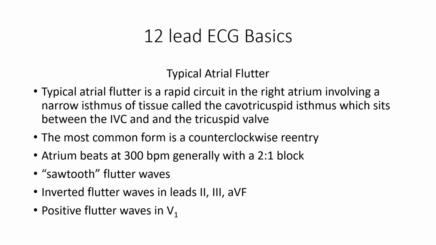Moving on to some common atrial arrhythmias. Typical flutter is something that you may see. It's a rapid circuit in the right atrium. It generally beats in the atrium at 300 beats a minute with a 2-to-1 block. And there is a very distinct pattern to typical atrial flutter. I'll show you an ECG, but in leads 2, 3, and AVF, those flutter waves are inverted and they're positive in V1.